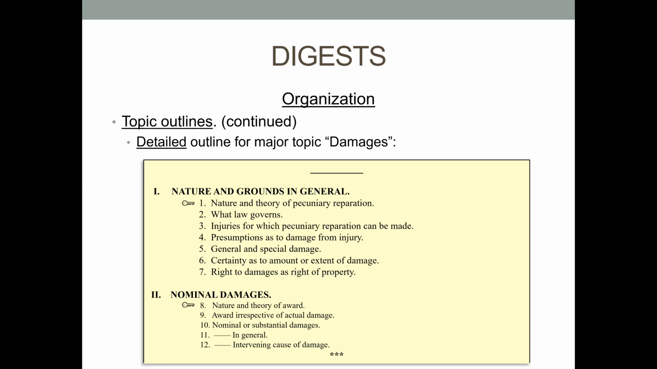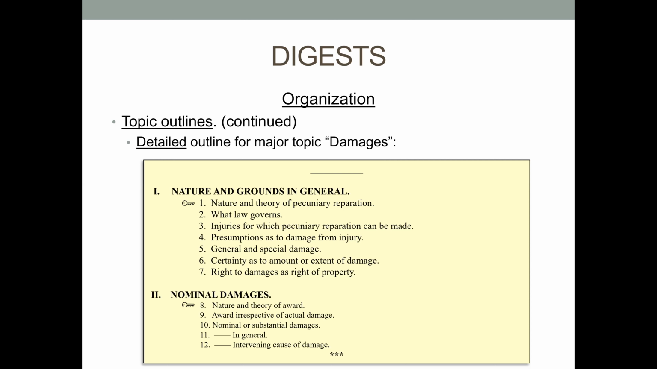Roman numeral 1, it actually lists out the headings for each of the key number subtopics. So you can see here that key number 1 relates to the nature and theory of pecuniary reparation. Fancy way of saying money compensation. Key number 2 is what law governs. Key number 3, that's the subtopic for injuries for which pecuniary reparation can be made, and so forth.